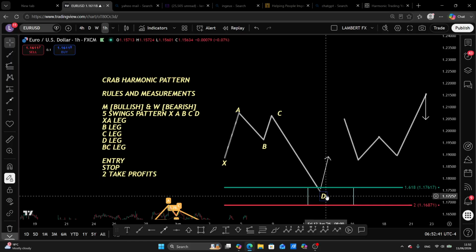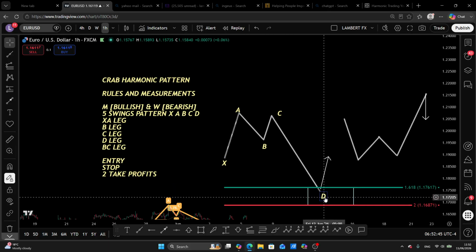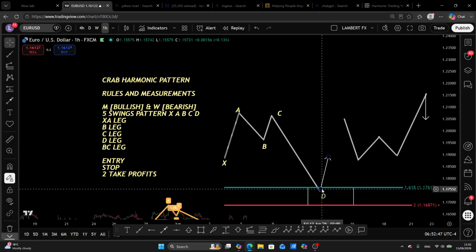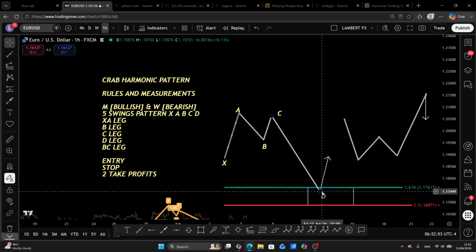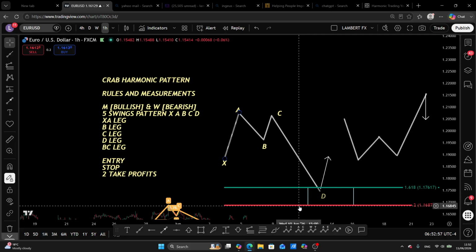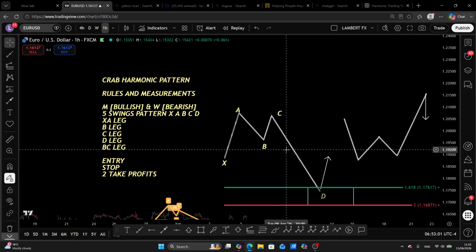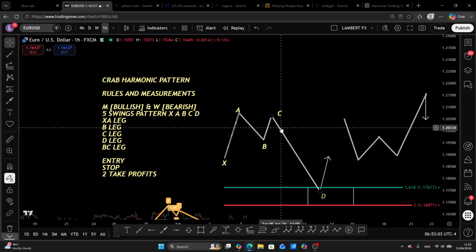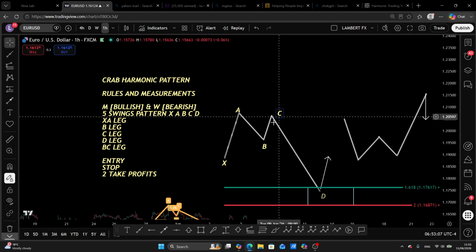So this is where we look for some candlestick patterns, for example, maybe the pin bar or a bullish candle, to go long. So we've got our 1.618 and 2.0. This is where we look to go long, and we need one more measurement, which is to measure these two legs here, your BC or your CB leg.